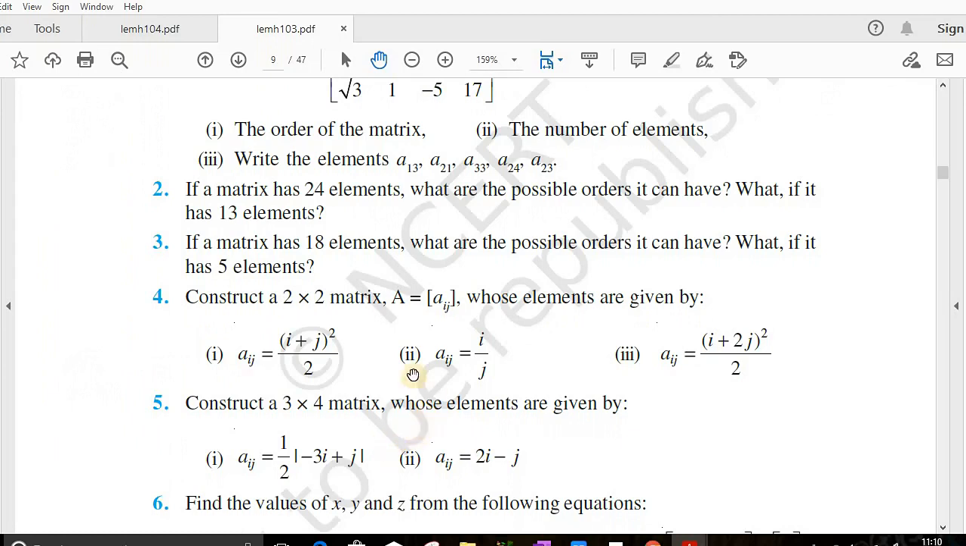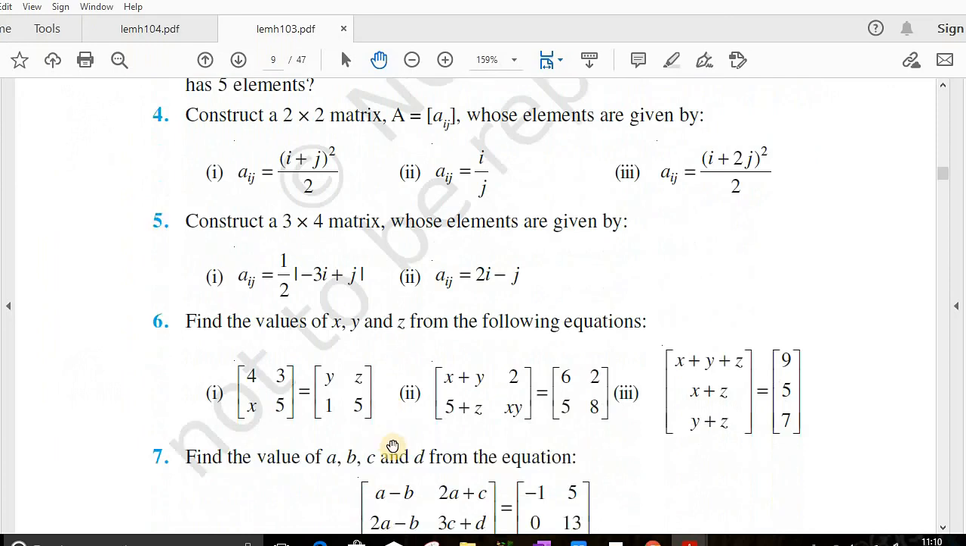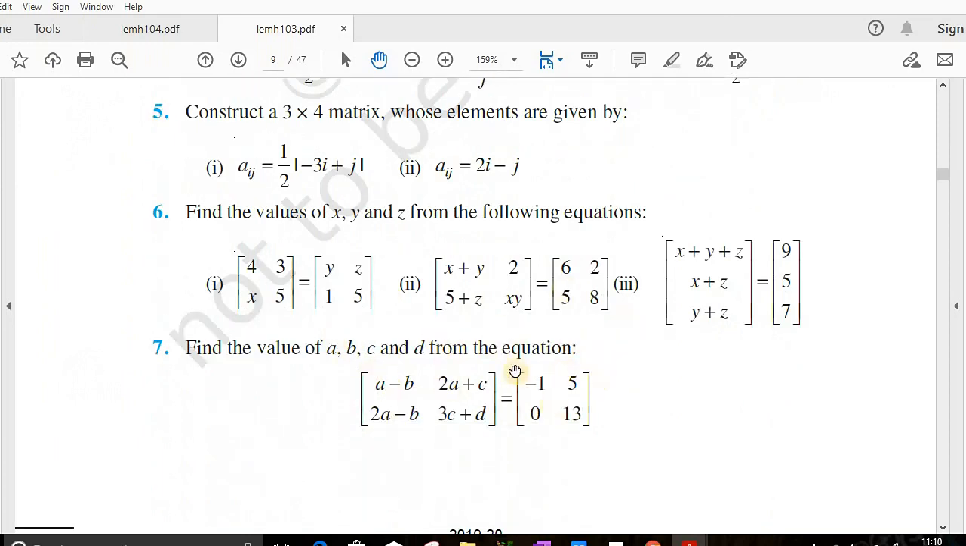Okay, likewise you have to do question number 4 and question number 5. Now here are some equations. So here are matrix equations. Find the value of x, y, and z of the following equation. That's very easy, right? These two given matrices are equal. So what you do? Equating corresponding elements.